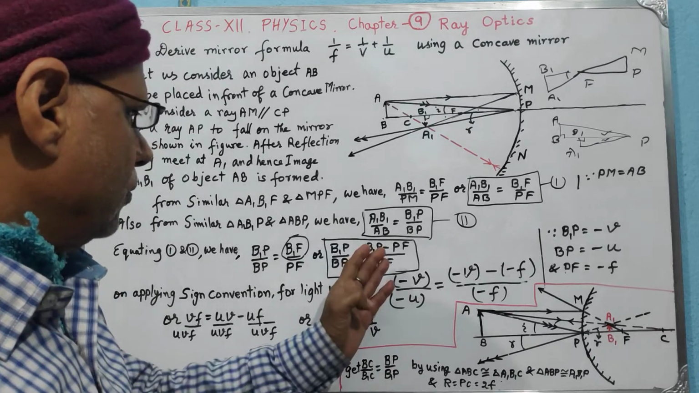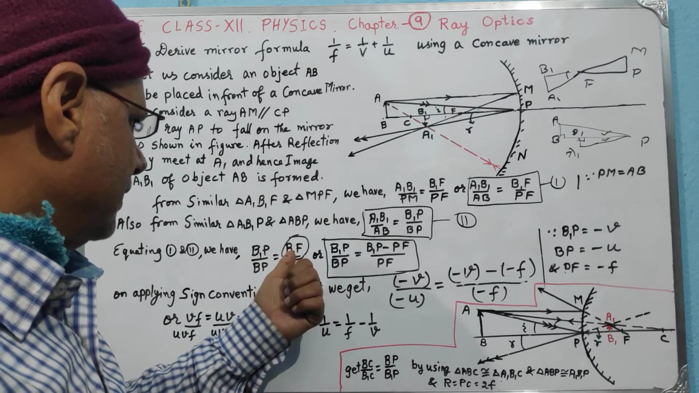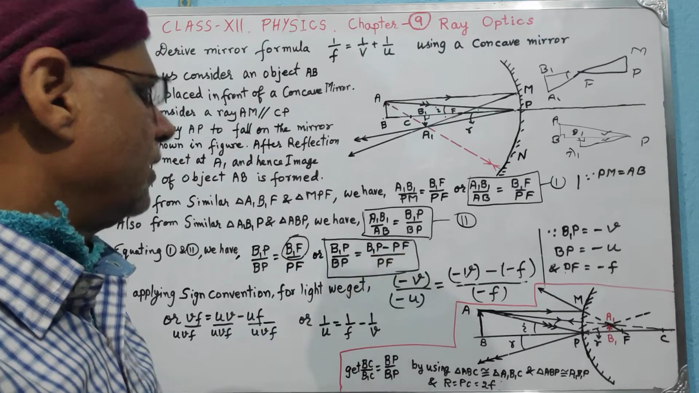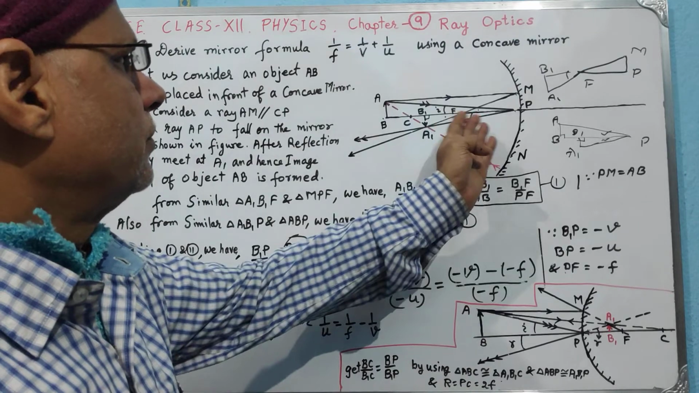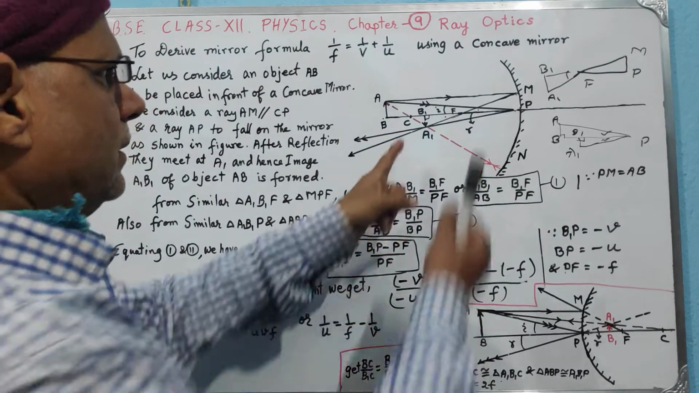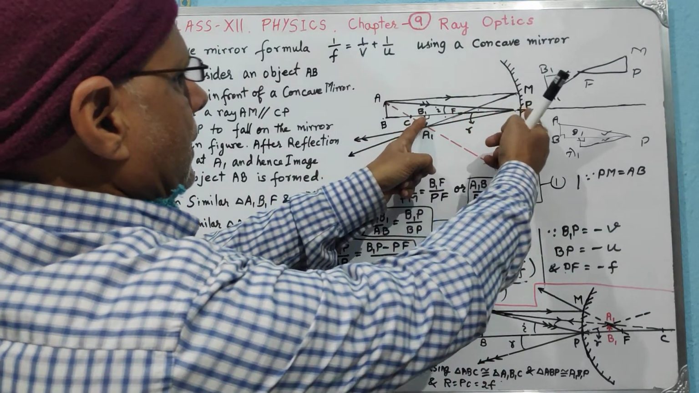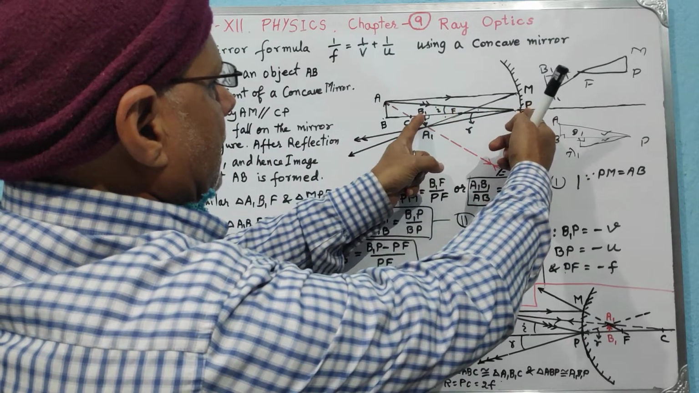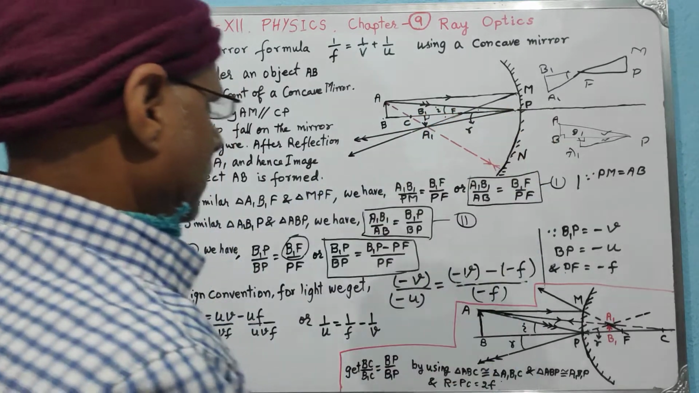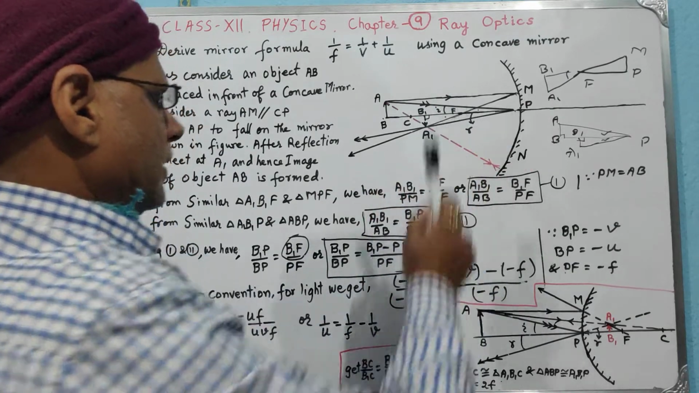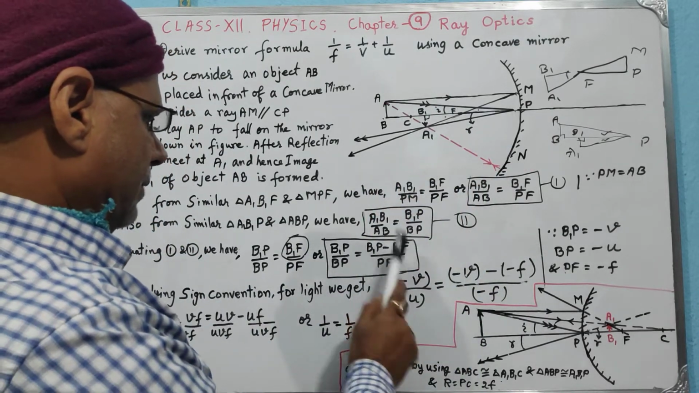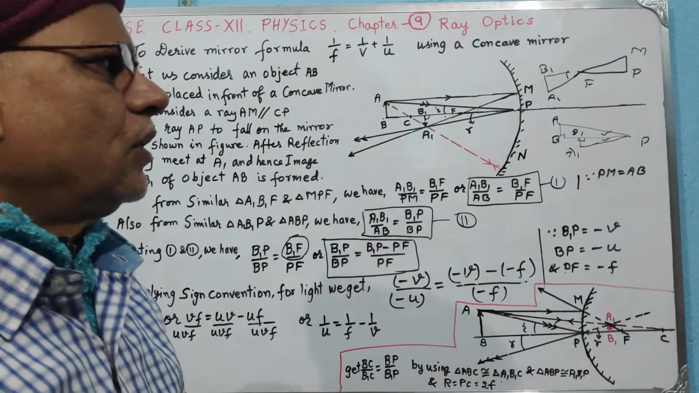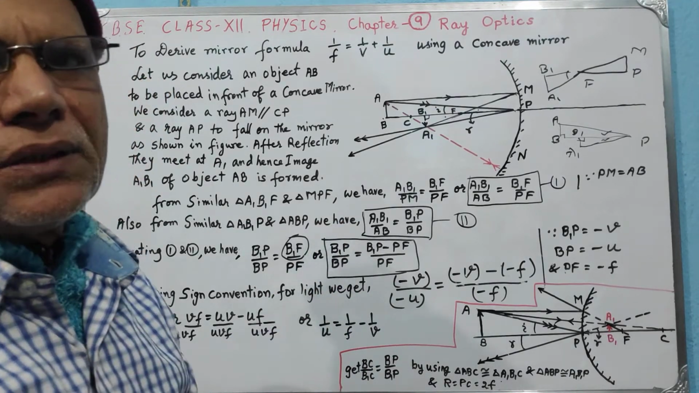I believe there is no confusion. We have replaced the value of B1F in terms of B1P minus PF. You can verify it from the diagram. This length is written as added to this length is PF, and then subtracted this length PF. So it becomes B1P minus PF. Now using the sign convention, we have already talked about the sign convention.